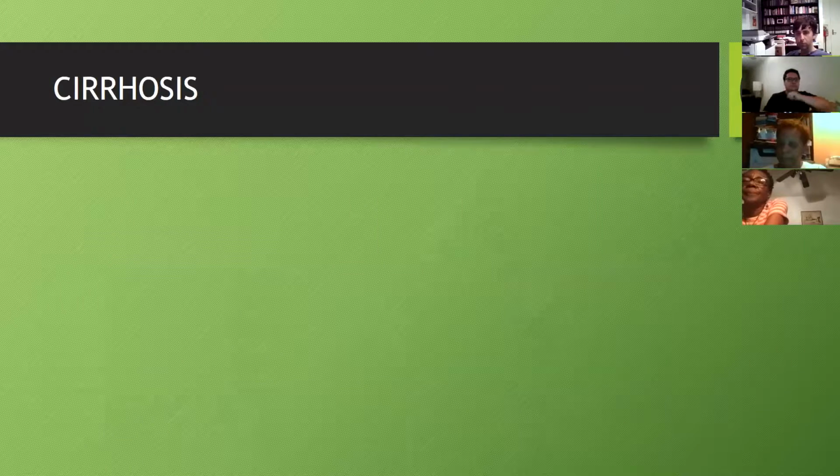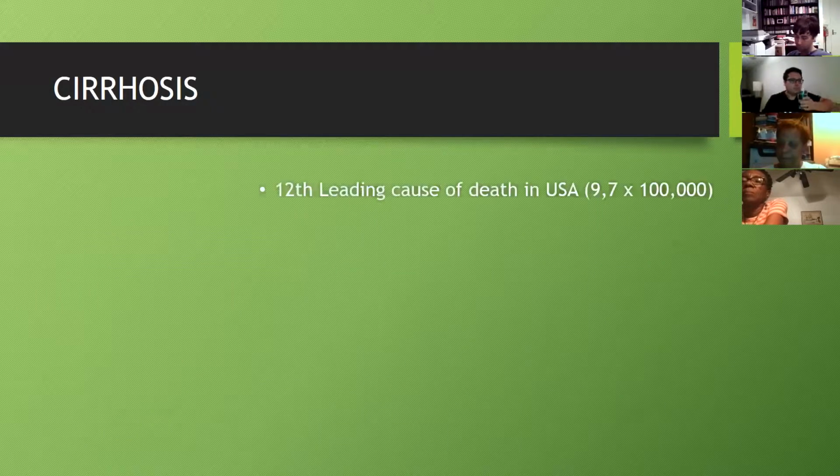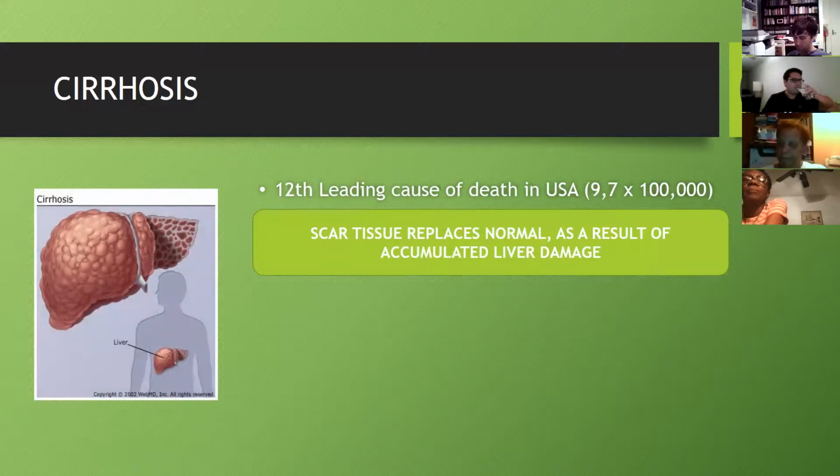Okay, now we have another important condition of the liver, and it is called cirrhosis. We bring cirrhosis here to the presentation because one of the risk factors for having cirrhosis is hepatitis, as Dr. Mesa said, and the chronic ones. So the B and the C will be, as we will see later, one of the most important risk factors for having cirrhosis. Cirrhosis is the 12th leading cause of death in the USA. It has a mortality rate of 9.7 per 100,000 persons.